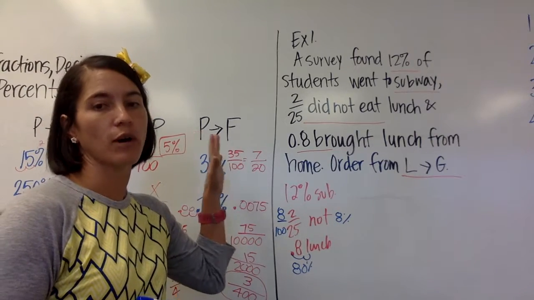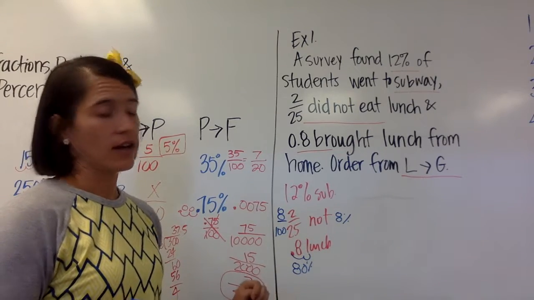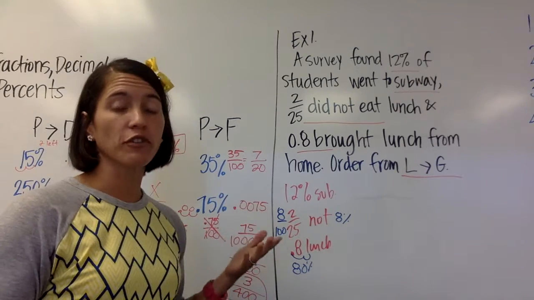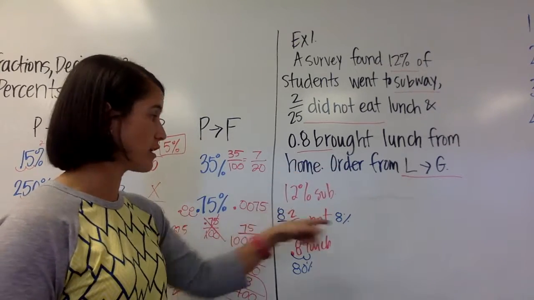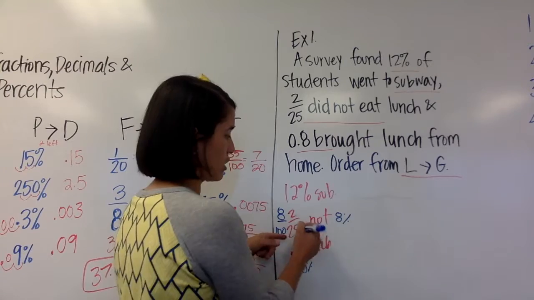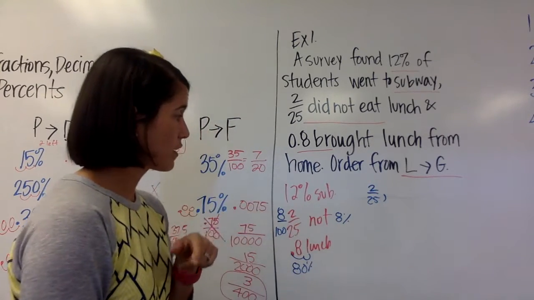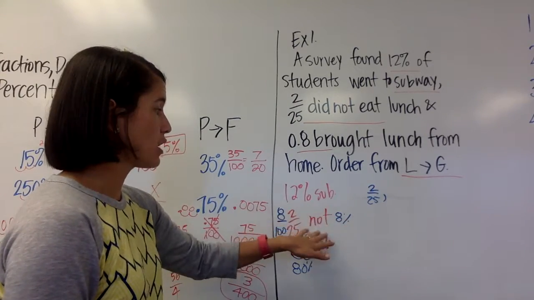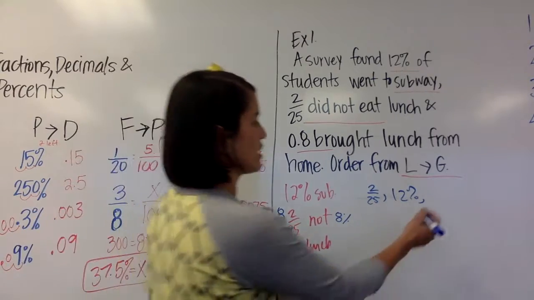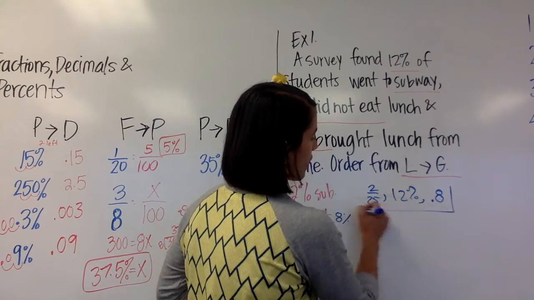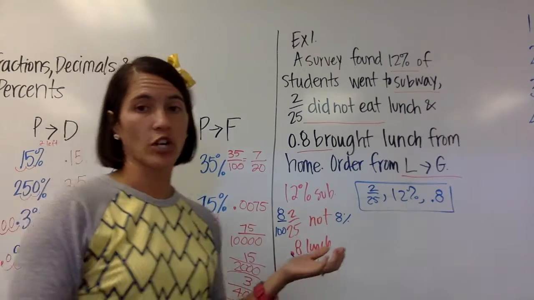Now, you could have converted them all to decimals. You could have converted them all to fractions. As long as you convert them equivalently and correctly, then you'll be fine. Order them from least to greatest. So I see that this is my smallest, so 2 25ths. Remember, you need them in original form. So the people who did not eat is the smallest, and then next would be the 12%. And then last would be the 0.8. And that would be your final answer. So you've ordered them from least to greatest.